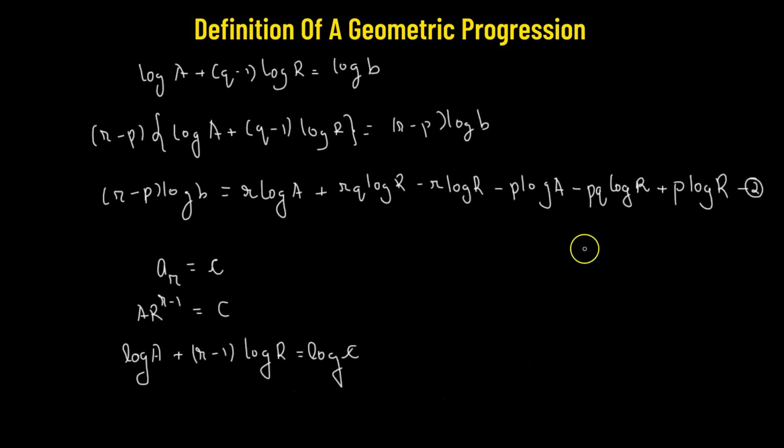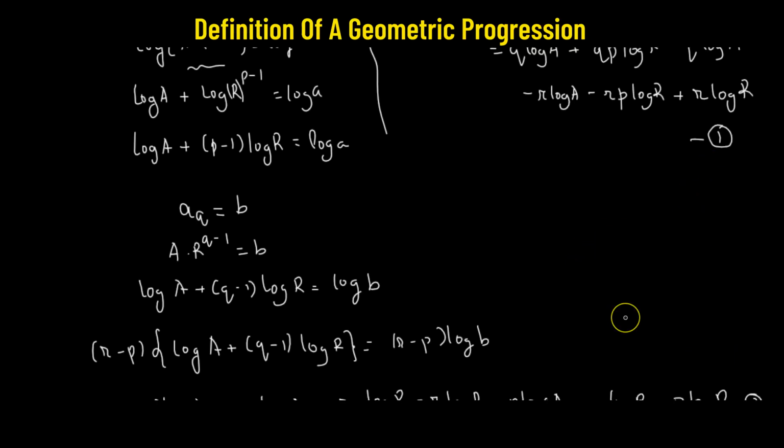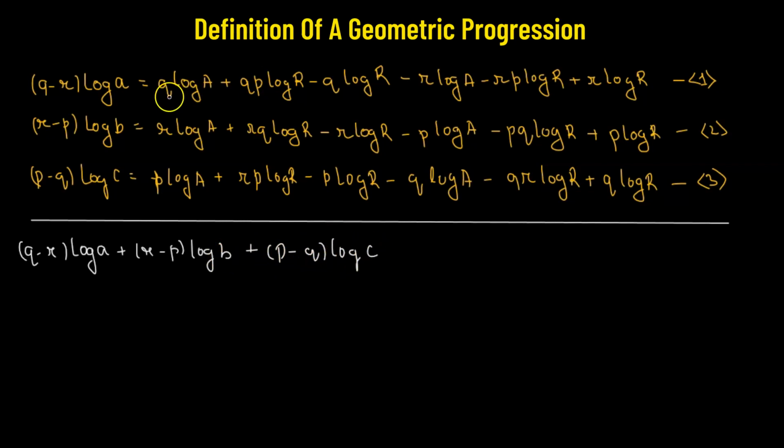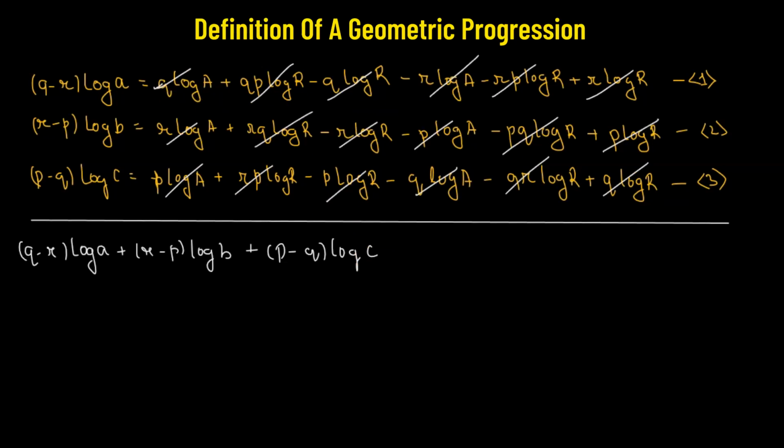Now what we'll do, we'll add equation number 1, equation number 2, and equation number 3. So let's do that. Adding all the 3 equations on the left hand side, we're going to get q minus r times log of a plus r minus p times log of b plus p minus q times log of c. Right hand side we have positive q log a. So that means all the expressions on the right hand side cancel out, and this is going to leave us a value 0. So that means the value of the given expression is 0.